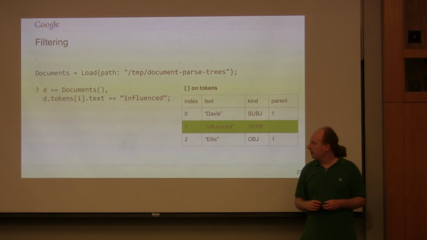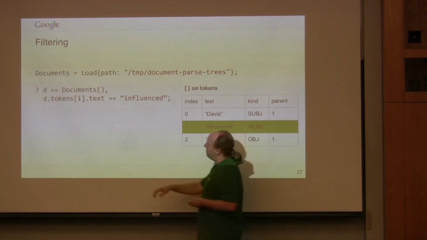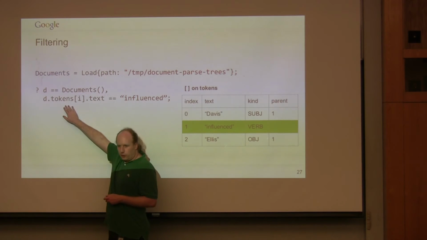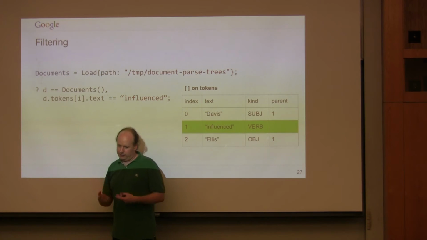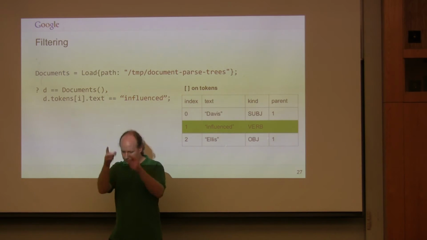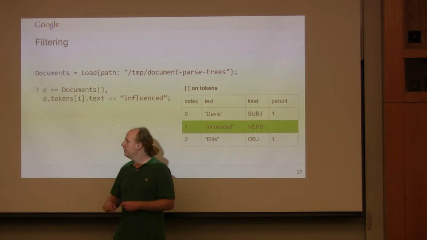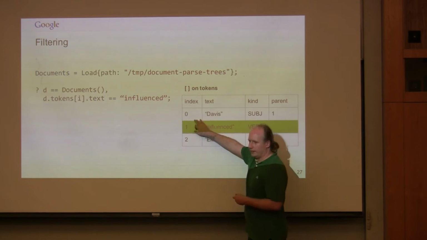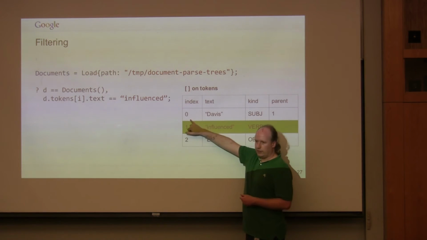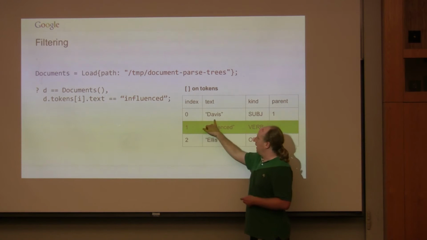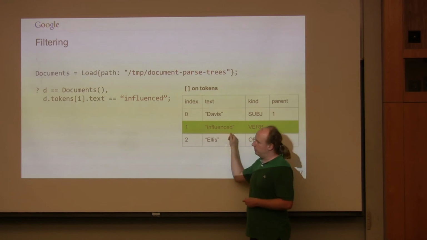Where does the I come from? It's just a variable name. As I was saying, tokens is a list, and you can think of a list as a relation with 2 columns. The first column is the index, and the second column is the piece of data. So in particular, we have our tokens here. The token at index 0 has the text influence, and so on and so on.